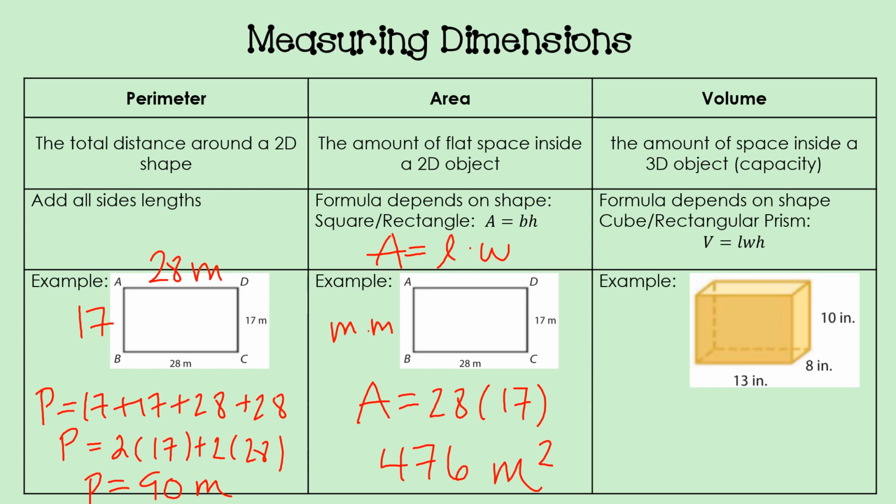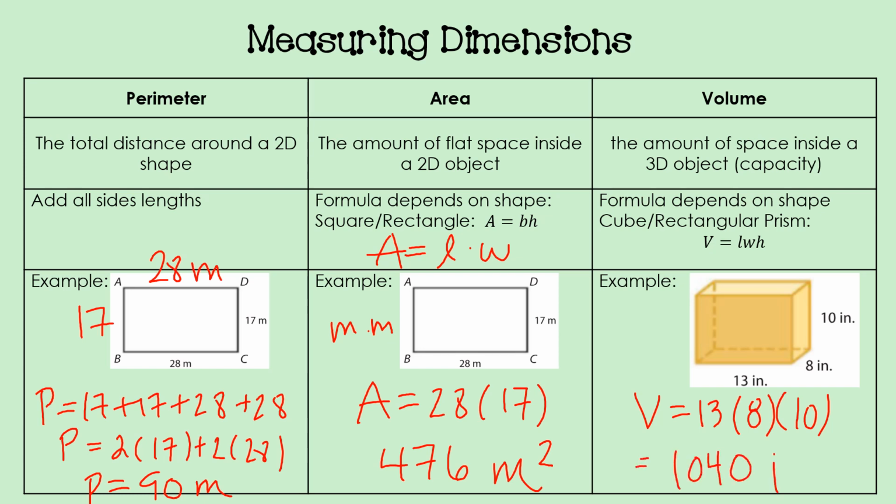Volume is the amount of space inside a 3-dimensional object. It's also known as the capacity. Again, there are a lot of different formulas that we will talk about, I believe, second semester, but we're going to look at cubes and rectangular prisms for this unit. To do it, you just multiply length times width times height. So in this rectangular prism that we have, we're going to do 13 times 8 times 10. So if we multiply those together, that gives us 1,040.